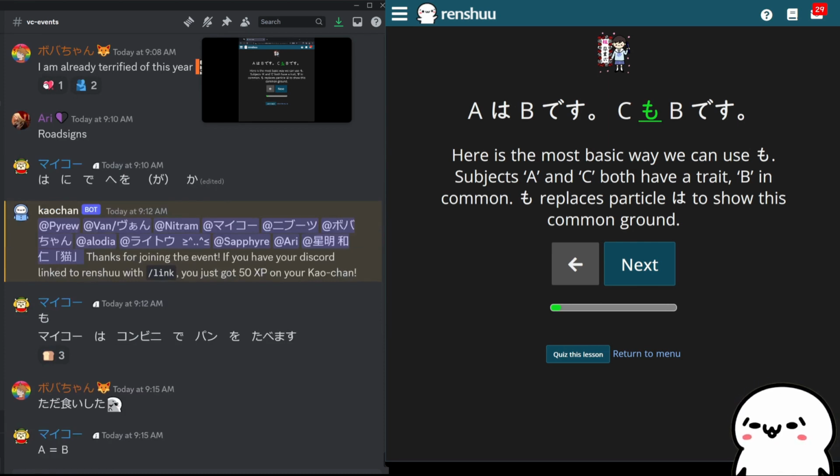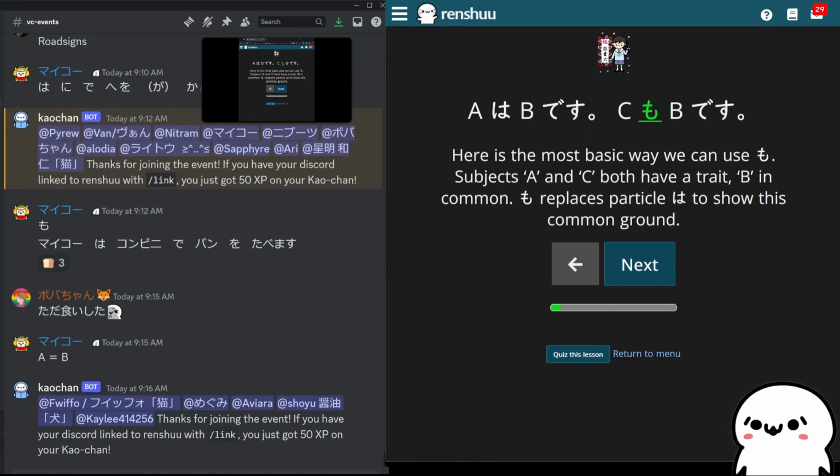A is B. And so B is describing A. And if we want to say A is B, and then C is also B, we can use mo. And mo is an interesting particle in that it replaces, not always, but it often replaces other particles. And it says, this spot where I am, this is happening for this as well as whatever I talked about before. And as the page notes, it's used for this common ground.